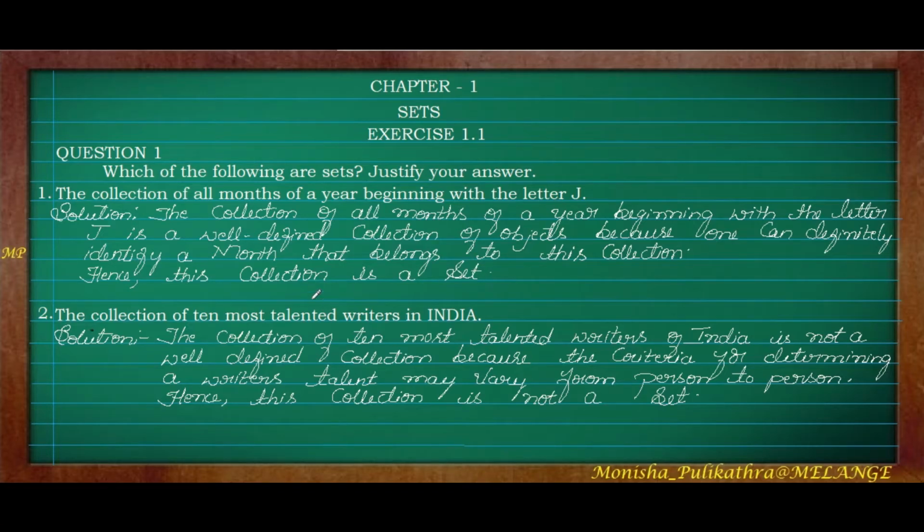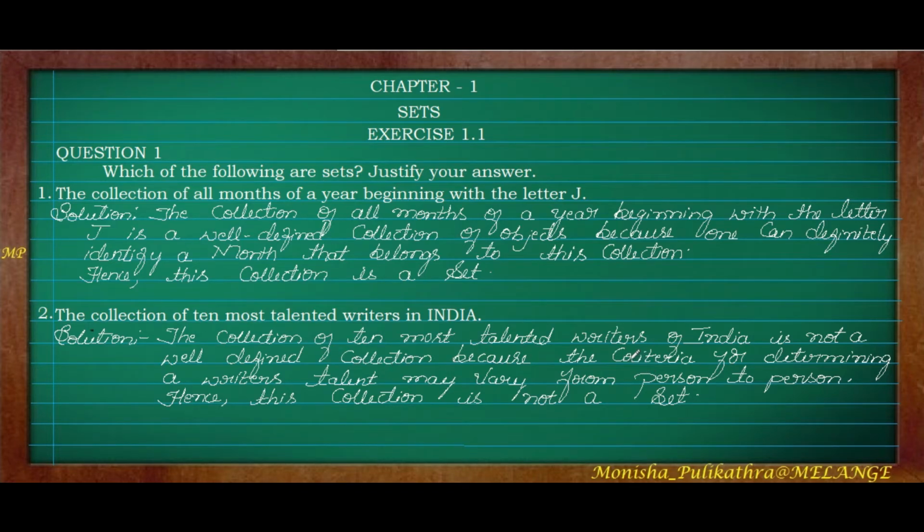So moving on to the second question. The second question is the collection of 10 most talented writers in India. A person's talent is not identified by another person. We can't say this person is talented or that person is a little less talented than another. We can't actually identify a person's talent. So the collection of 10 most talented writers of India is not a well-defined collection because the criteria for determining a writer's talent may vary from person to person.